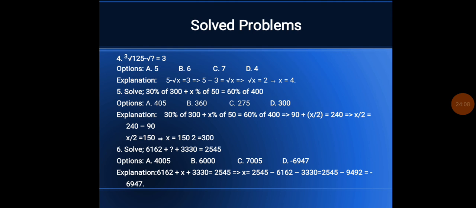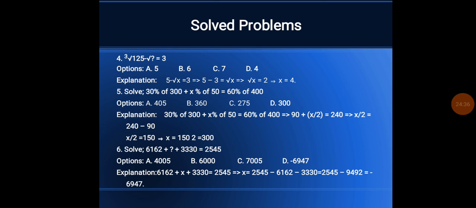So we have to find the x value, so keep x by 2 on the LHS and transfer the 90 to the other side, we get x by 2 equal to 150. Therefore x by 2 equal to 150, we multiply 150 into 2. So therefore x equals 150 into 2, 300. So 300% of 50. Okay.